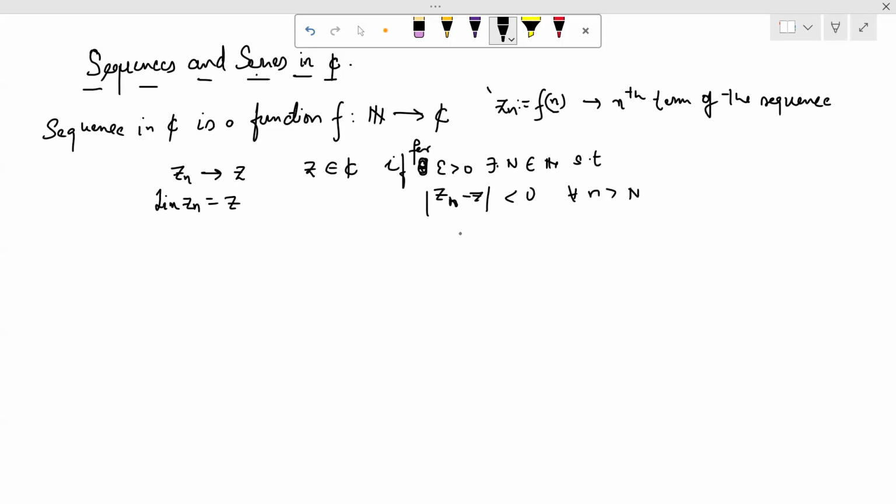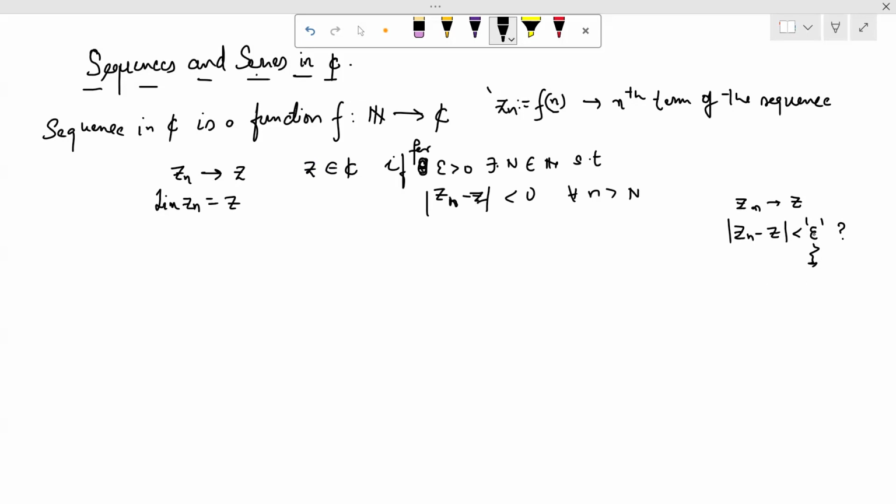Okay, so what does it imply? If I'm saying that the limit of the sequence Zn is Z, it implies that Zn would be converging towards Z. And what do I mean by convergence? By convergence, I mean that the distance between Zn and Z can be made as small as possible. Now, the question is how small and when? I would say whatever your epsilon might be, depending on that, I will answer your question.